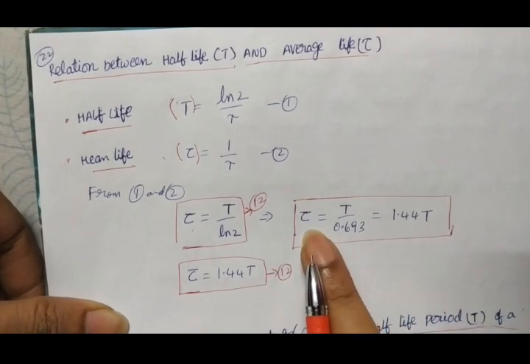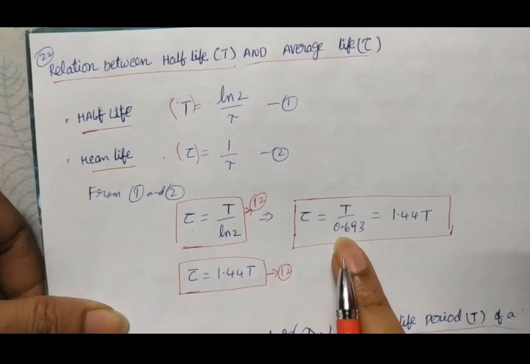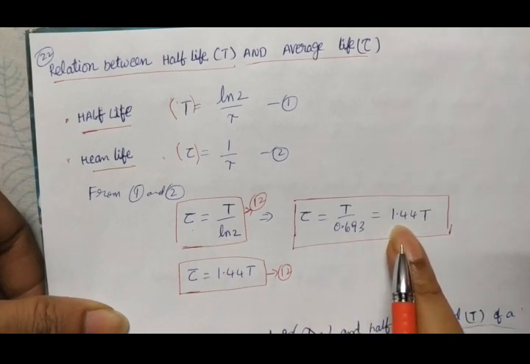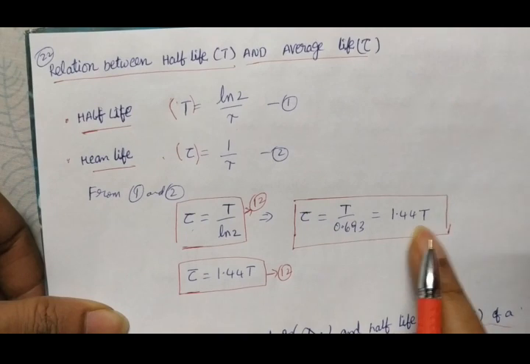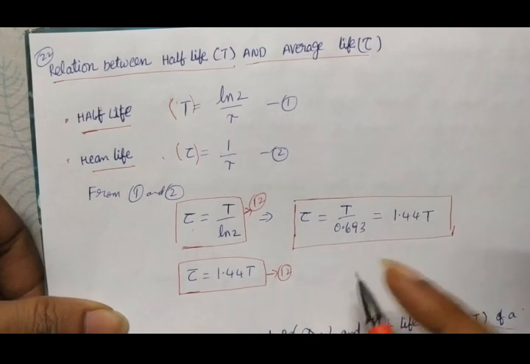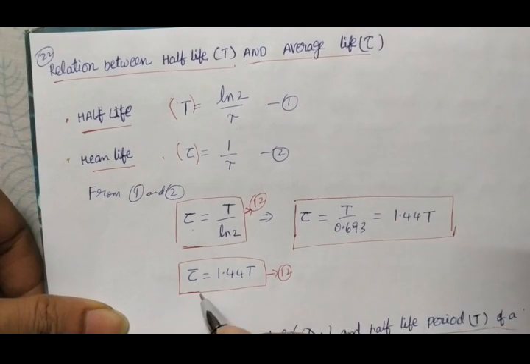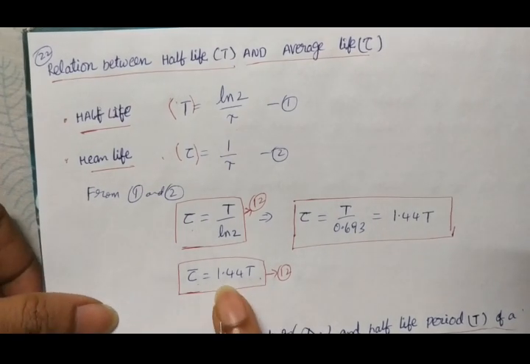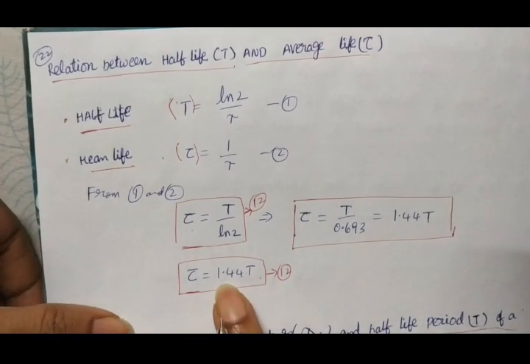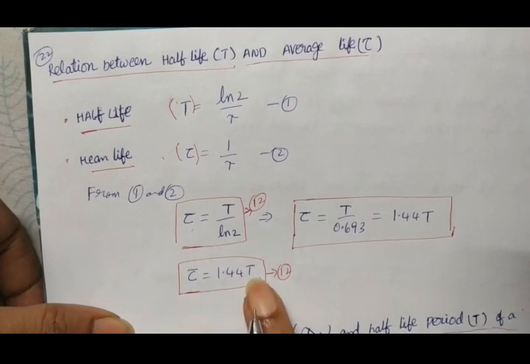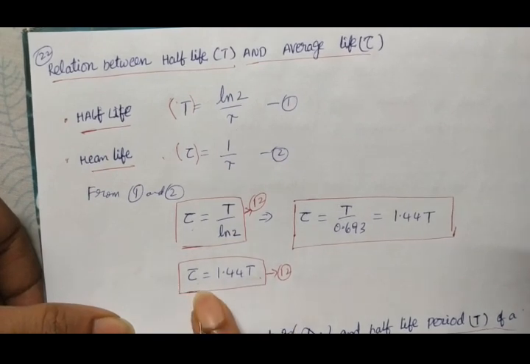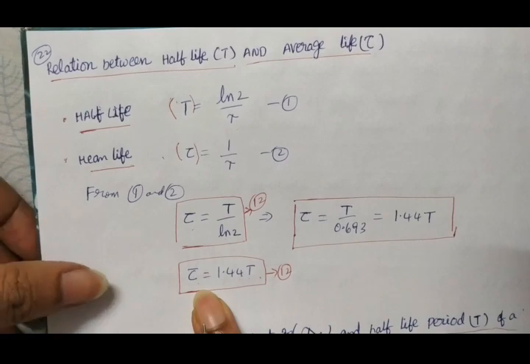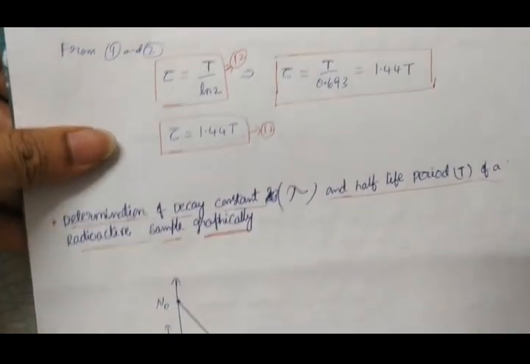So here we can write tau is equal to T by log 2, that is 0.693, and if you write this properly, 1.44 T. Average life is a little greater; it is 1.44 times the half-life. We get this relation between average life and half-life. T is capital T, half-life, and tau is average life, we can write.